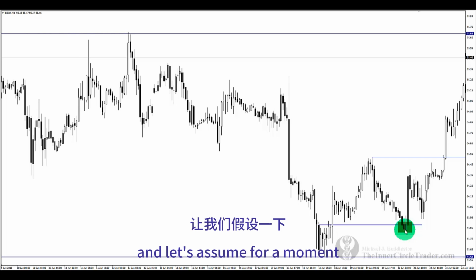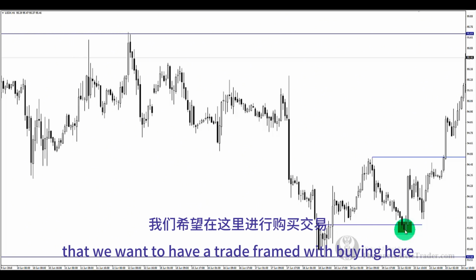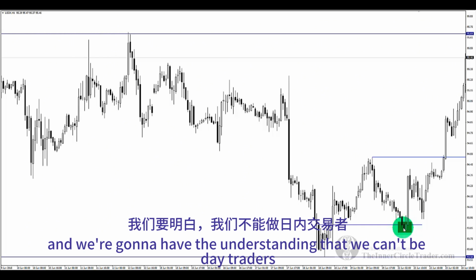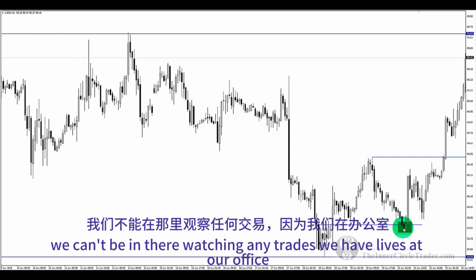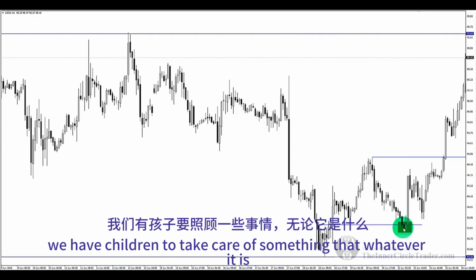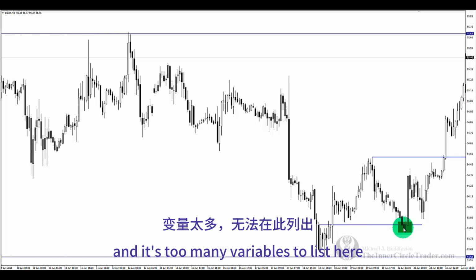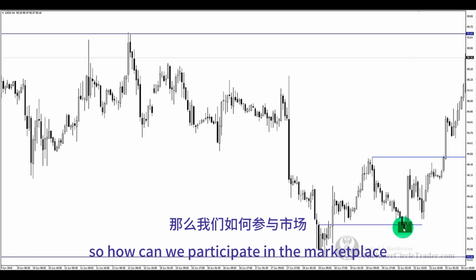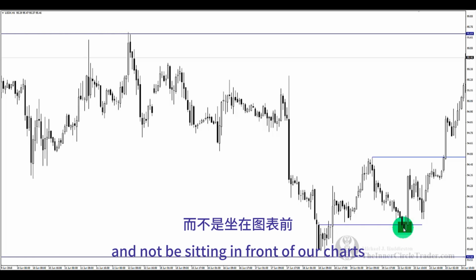So if we're trying to be a buyer down here, we could be a buyer here, and let's assume for a moment that we want to have a trade framed with buying here on a limit, and we're going to have the understanding that we can't be day traders. We can't be in there watching trades. We have lives at our office. We have children to take care of. Whatever it is, there are too many variables to list here, but you get my point. Some of us are not in stages where we can be in front of the charts. So how can we participate in the marketplace and not be sitting in front of our charts?